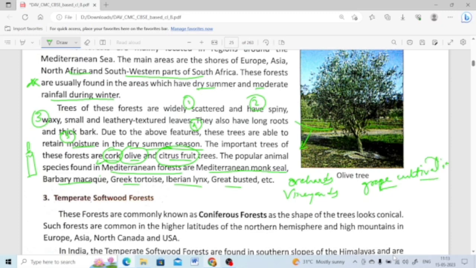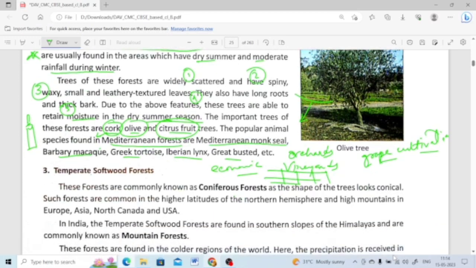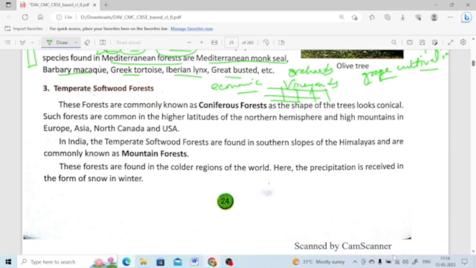They are cultivating grapes, and they have large vineyards where wine factories are there, along with the grape plantation farms. So this is another economic point of the Mediterranean region. Moving on to the temperate softwood forest. Softwood is very famous for the paper industry, right? Paper pulp, newsprint, and all. So this is the economic significance we know about the temperate softwood forest.